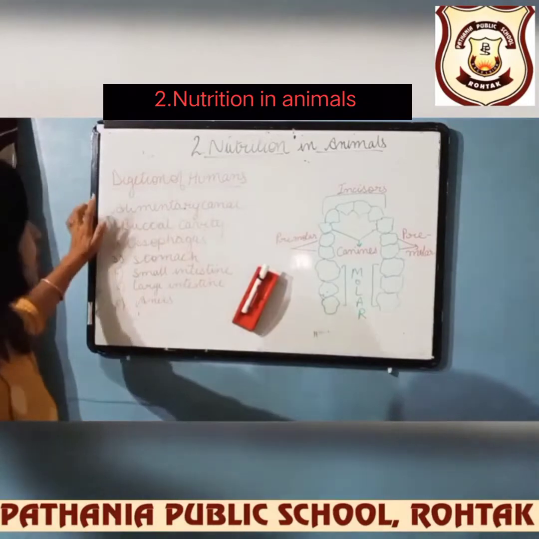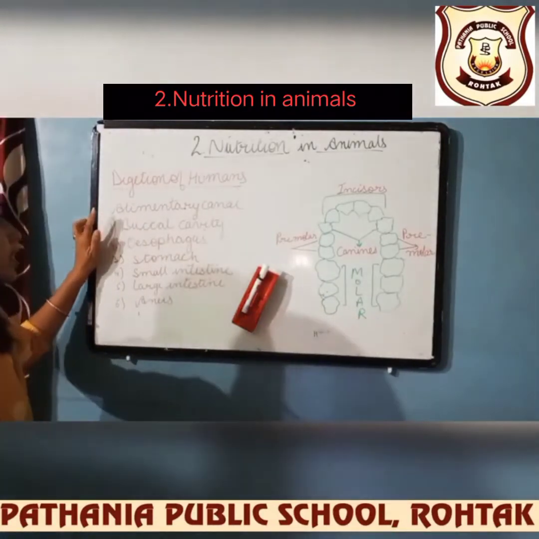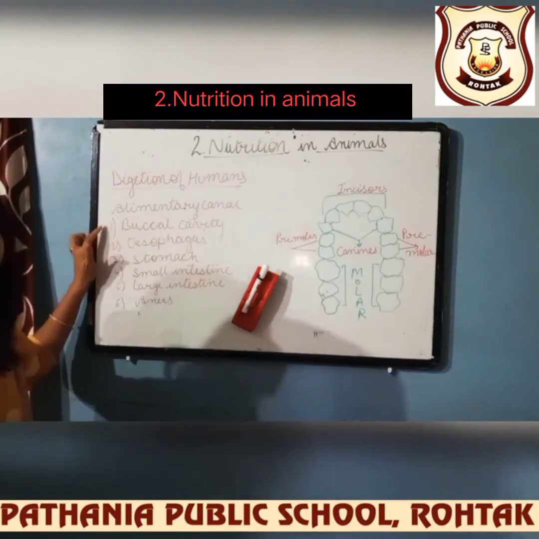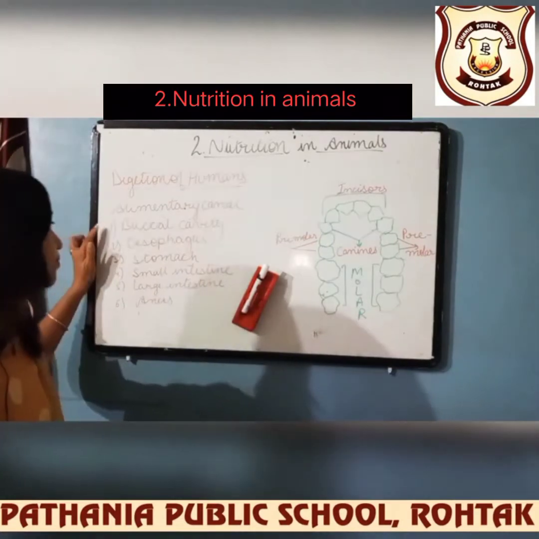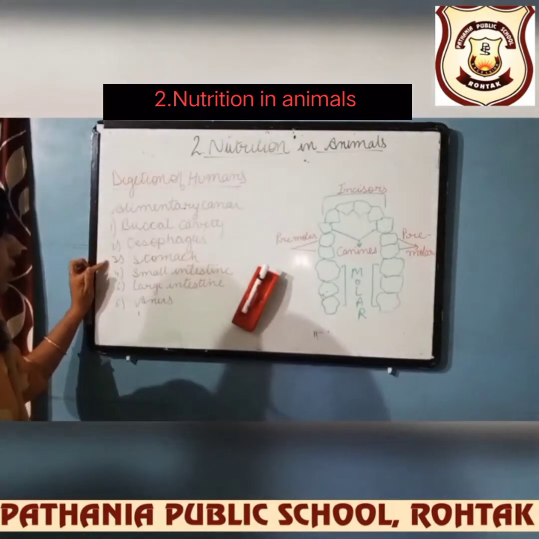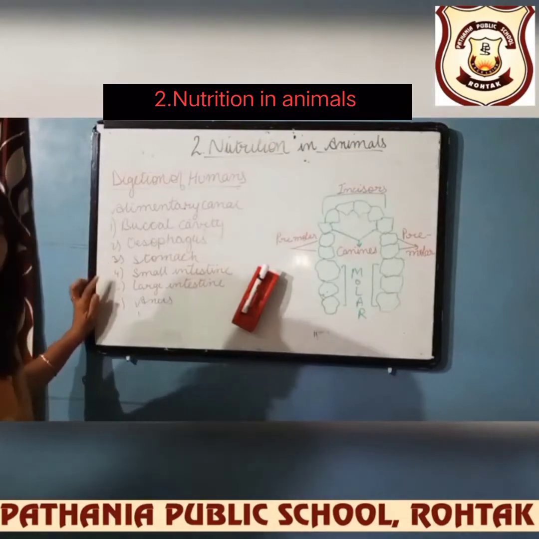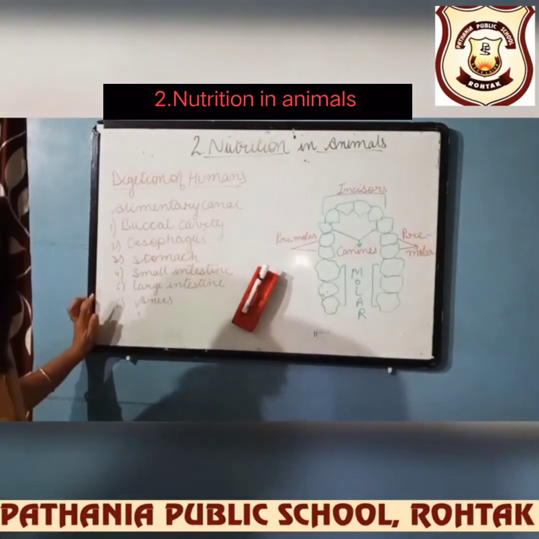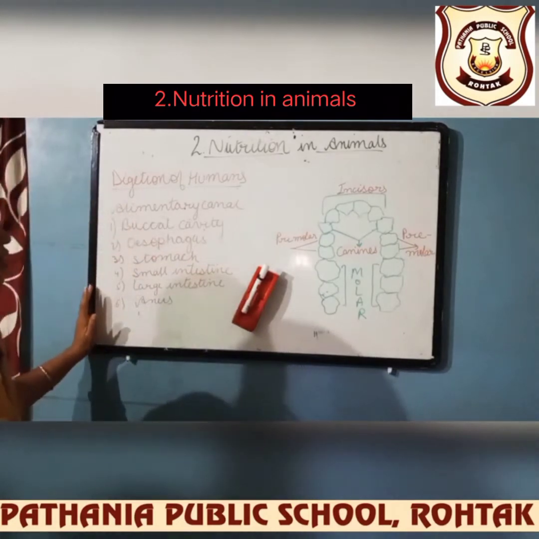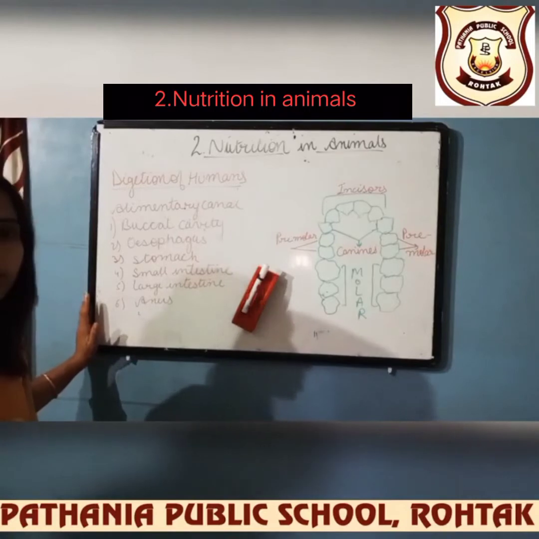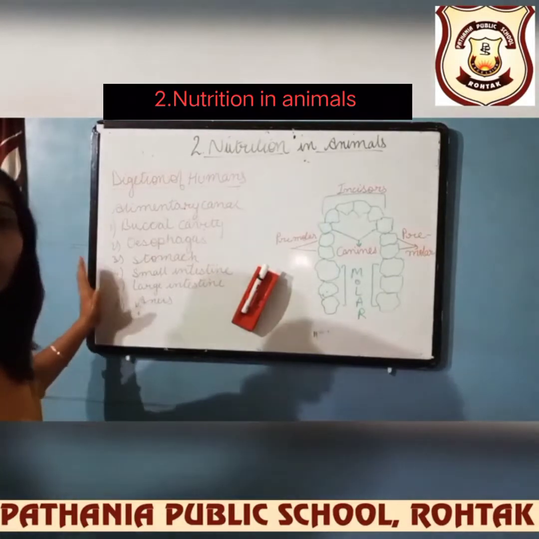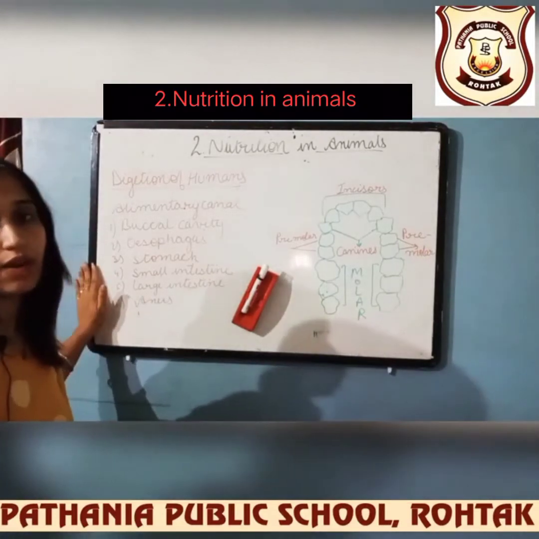See, the first part of the alimentary canal is the buccal cavity, also known as the oral cavity, second is the oesophagus, then stomach, small intestine, large intestine, and anus. These are the parts we are going to cover in the digestion of humans. We have listed these 6 and we are going to study them one by one in our topics.